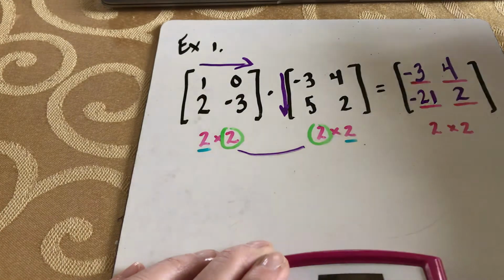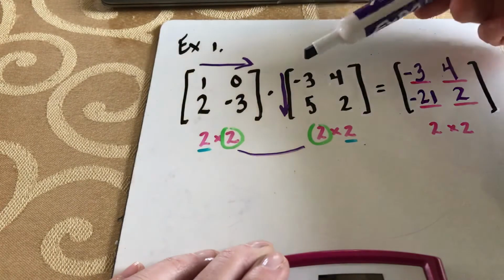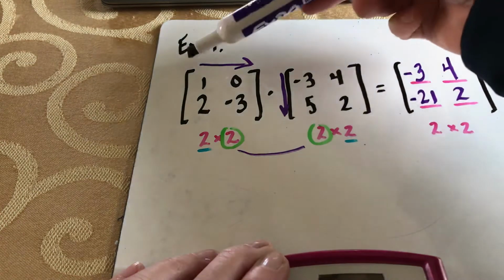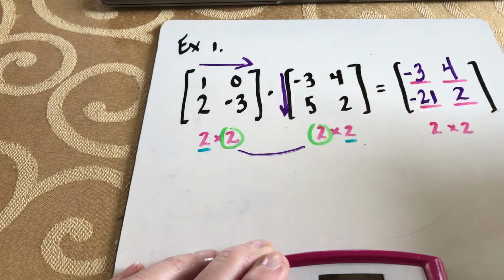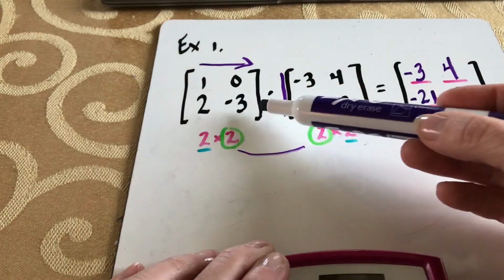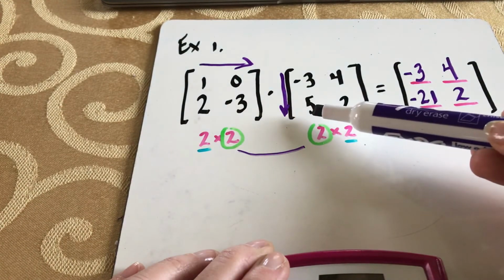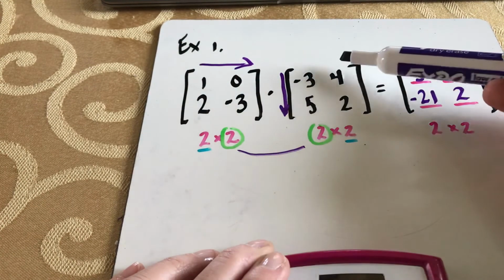So again, across the row, down the column, across the row, down the column. Repeating the same thing for the bottom. Across the row, down the column, across the row, down the column.